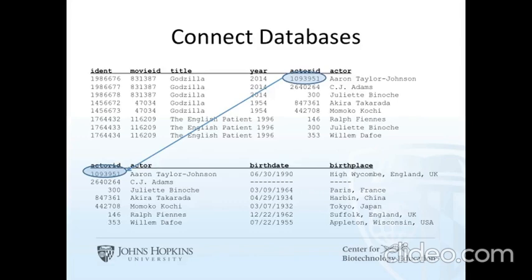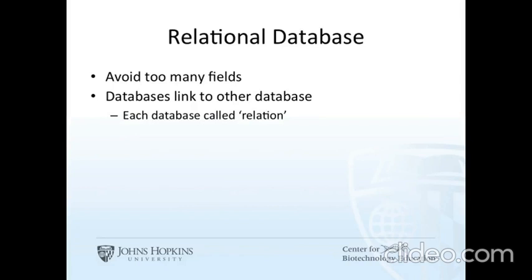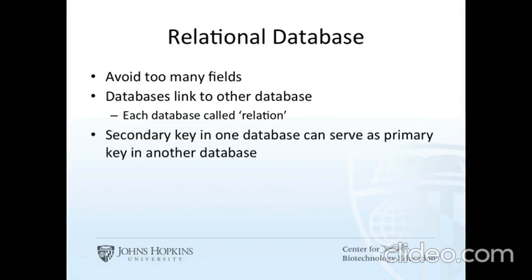We can link databases together by taking a secondary key in one database or in one relation and making it a primary key in a related database or relation. So basically, IMDb, like the biology databases, tend to be relational databases, and the idea is to avoid too many fields in one database. The goal is to link smaller databases together. Each smaller database can be called a relation. The concept is that a secondary key in one database can serve as a primary key in another database. So if you're on those movie roles and you click the actor ID, that might link to the actor database as a primary key.